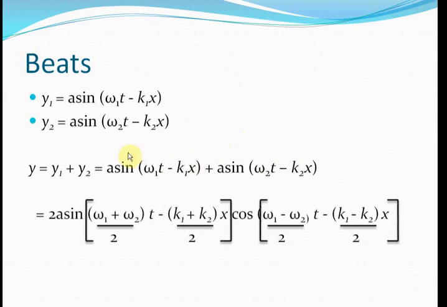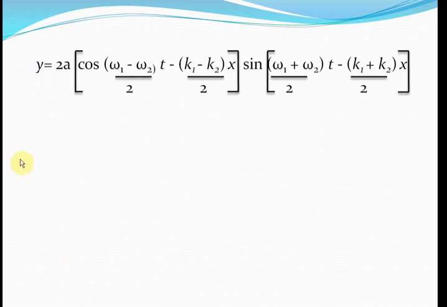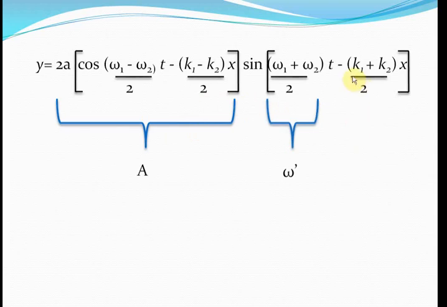If we further simplify this expression by using the formula sin a plus sin b is equal to 2 sin((a plus b)/2) cos((a minus b)/2), this is what we get. Now we can clearly see that this part of the expression can be considered the amplitude of the wave, a varying amplitude, this part can be considered omega dash, and this part can be considered k dash.